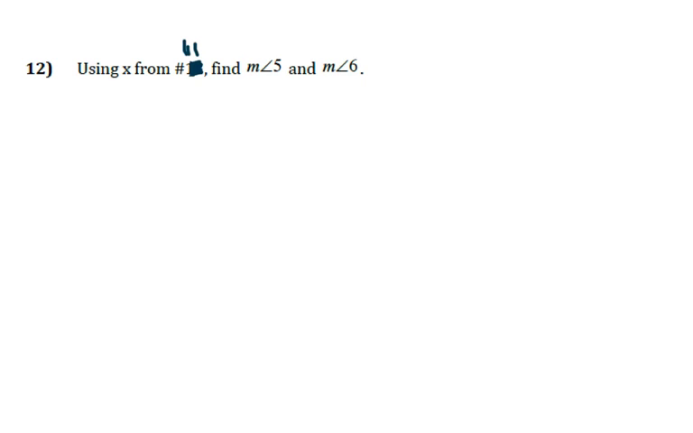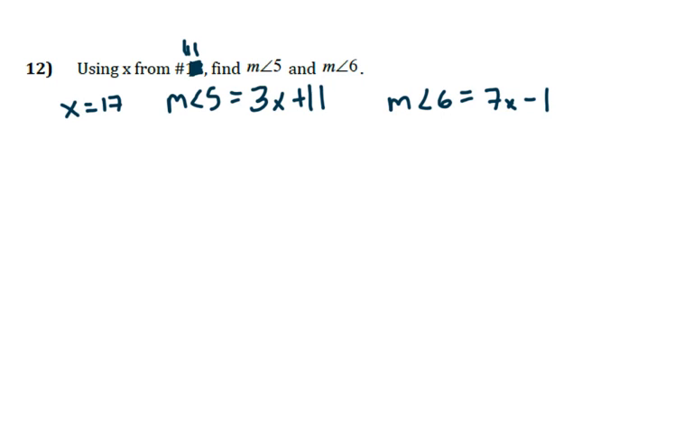Number 12, using x from number 11, find the measure of angle 5 and the measure of angle 6. So there are three things we need to know. First, we need to know that x is equal to 17. Second, the measure of angle 5 is equal to 3x plus 11. And third, the measure of angle 6 is 7x minus 1. So what we're going to do is substitute in 17 for x and find the measurement of angle 5 and angle 6.